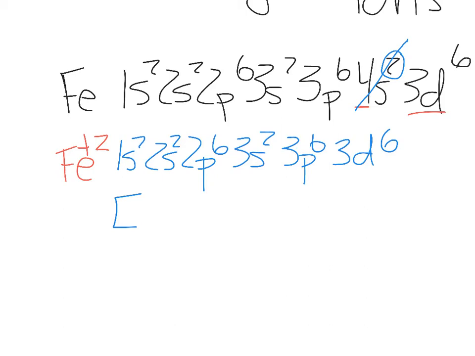So for the noble gas configuration of the iron plus 2 ion, we would do argon, and then from argon we took out the 4s2 electrons, and then I would just write 3d6. So this would be the electron configuration of Fe plus 2.